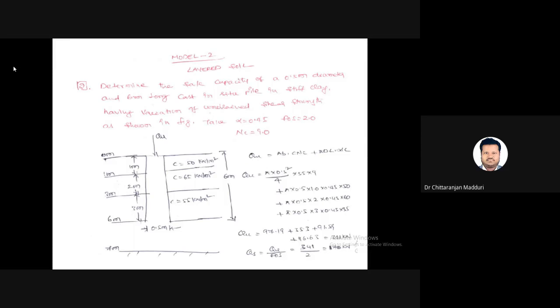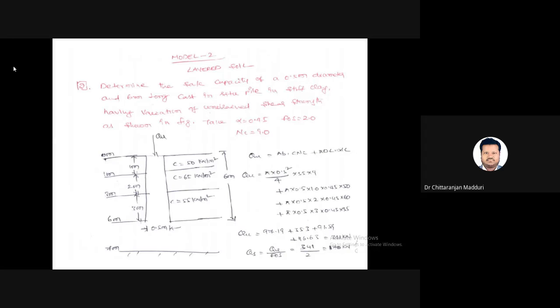Here in the first term there is no change. In the first term, Ab into c Nc, Ab means the area of the pile at the bottom. At the bottom of the pile, the diameter is equal to 0.5. So pi into 0.5 square divided by 4, into cohesion at the bottom. The first term refers to the bottom of the pile, so c means cohesion at the bottom of the pile. c equal to 55 into Nc. If Nc is not given in the problem, assume it as 9. So there is no change in the first term.